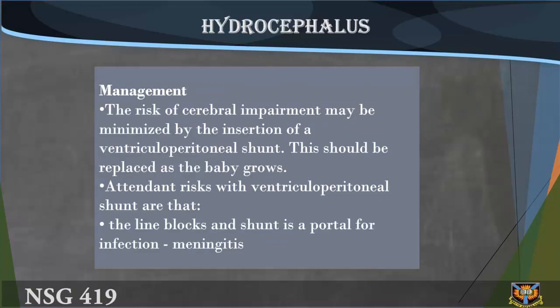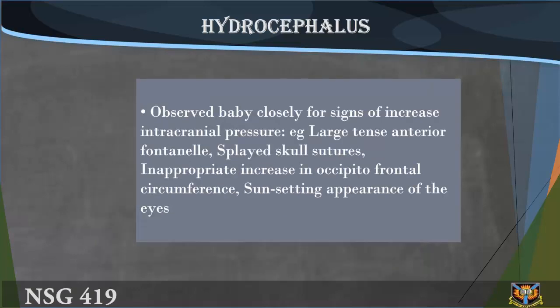Management. The risk of cerebral impairment may be minimized by the insertion of a ventriculoperitoneal shunt. This should be replaced as the baby grows. Attendant risks with ventriculoperitoneal shunt are that the line blocks and the shunt is a portal for infection leading to meningitis. Observe baby closely for signs of increased intracranial pressure, e.g., large tense anterior fontanelle, splayed skull sutures, inappropriate increase in occipital frontal circumference, sun-setting appearance of the eyes, irritability or abnormal movements.